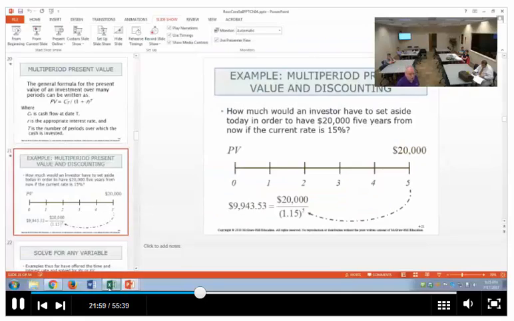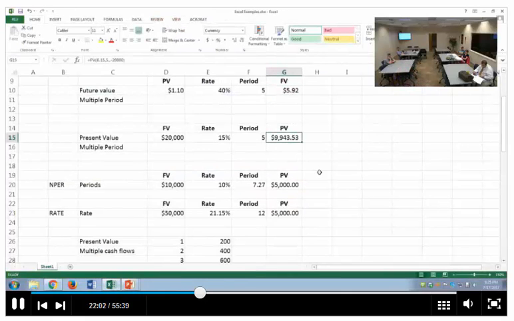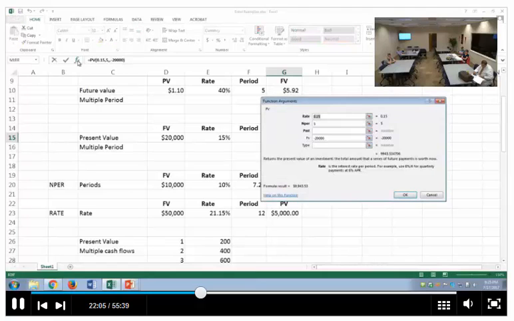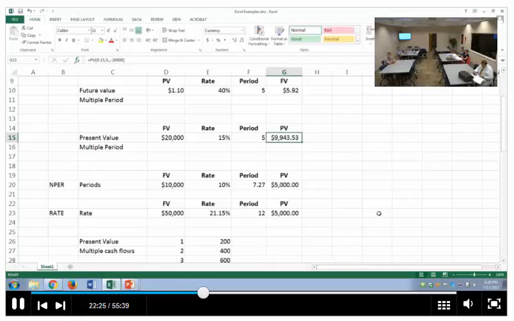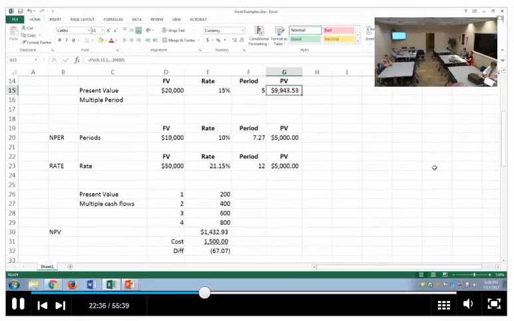All right. So what I did then is we have, the arguments are the rate, 0.15, 15%, the number of periods is 5, and the future value is 20,000. So you hit OK, and that's our 99.4353. So $20,000 to be received 5 years from now, when the rates are 15%, is really only 99.43.